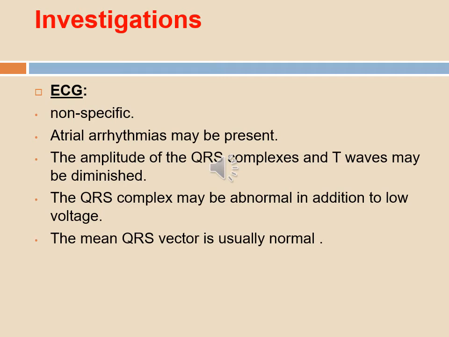The investigations could also help. Besides the laboratory profile, which can go through the same process as the pericarditis causes, on the ECG you could see atrial arrhythmias may be present. The amplitude of the QRS complex and the T wave may be diminished because of some sort of effusion too. The QRS complex may be abnormal in addition to a low voltage. The mean QRS vector is usually normal. So the ECG is really non-specific to this pathology.